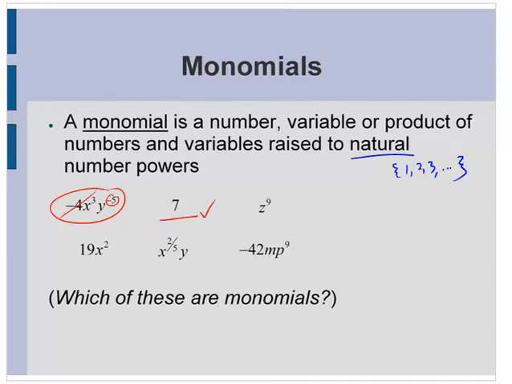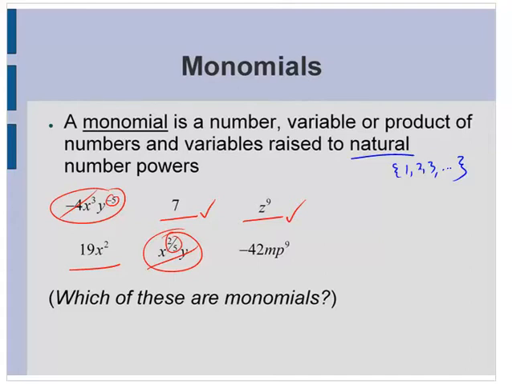Okay, so 7, that'll work. It's just a number. Z to the ninth, that'll work. It's a variable to a natural number power. 9 is natural. 19x squared, that's fine. It is a product of 19 and a variable to a natural number power. X to the 2/5 y, would that be a monomial? It would not, because of the 2/5 power. 2/5 is not a natural number.